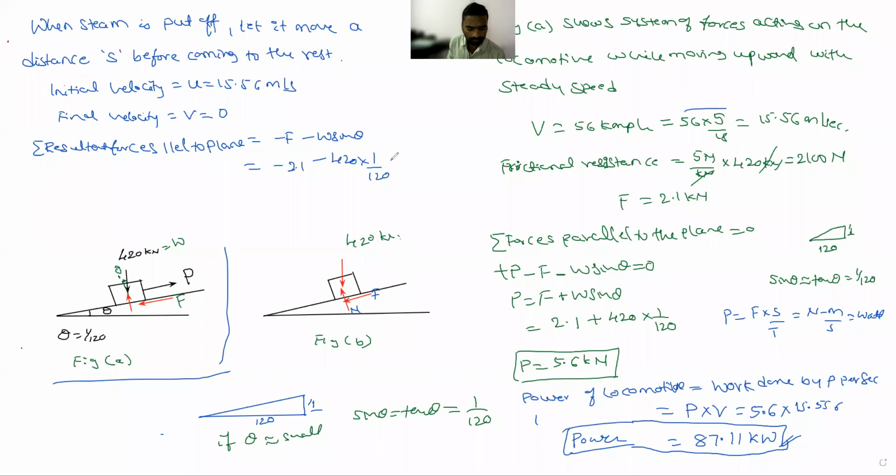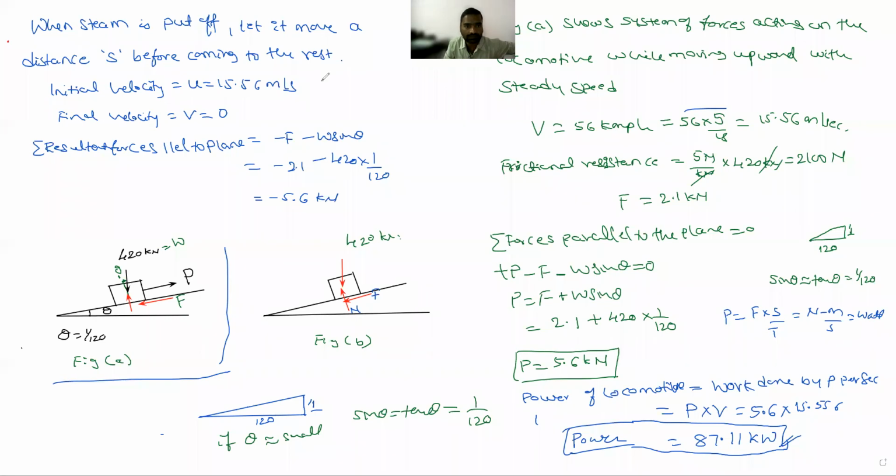Calculate. Minus 5.85. Minus 5.6. Yes, minus 5.6 kilonewton. So here, the resultant of forces parallel to the plane is equal to minus 5.6 kilonewton. What does this minus mean? It is downward. It means the locomotive is moving in the upward direction, but every unit time, the force on the body is reducing. So the body is moving in this direction, but the force is reducing.